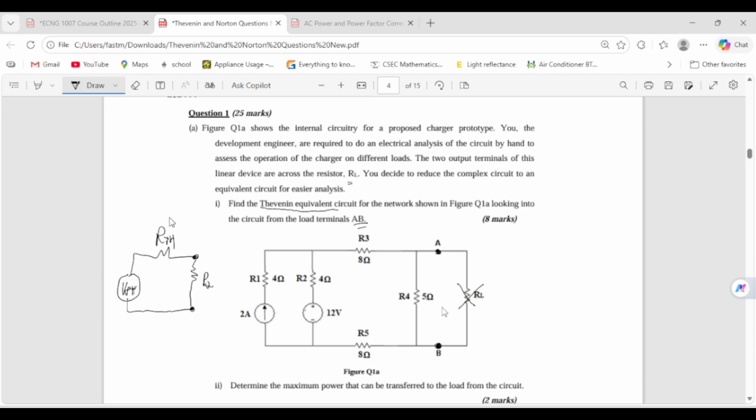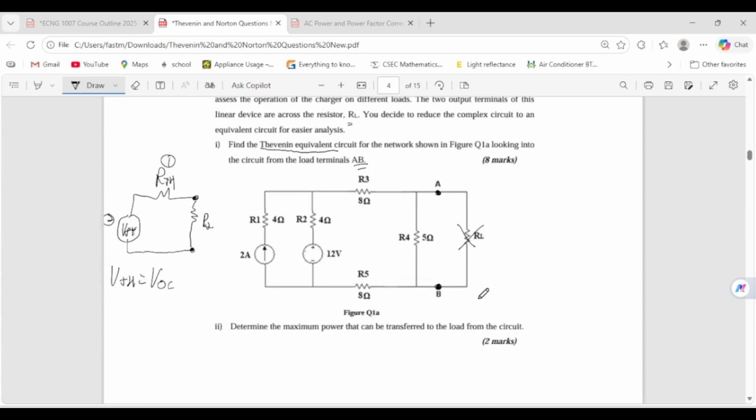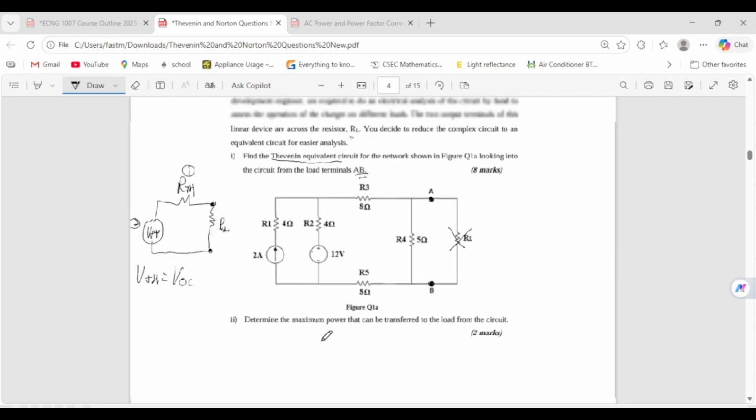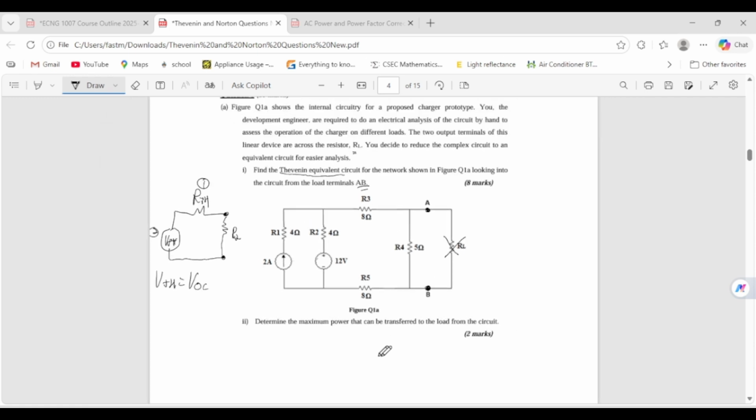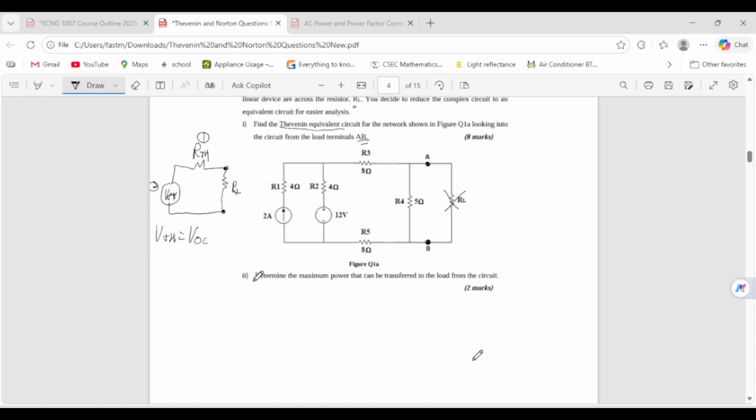So we need to find RTH, just like before, and we need to find VTH. Remember, VTH is called V open circuit. So you remember that, right? So I start with the RTH, and well, the accents for the maximum power transfer, for 2 marks, that's chalk and cheese, because you just plug values into the equation, right? So let's do the RTH.